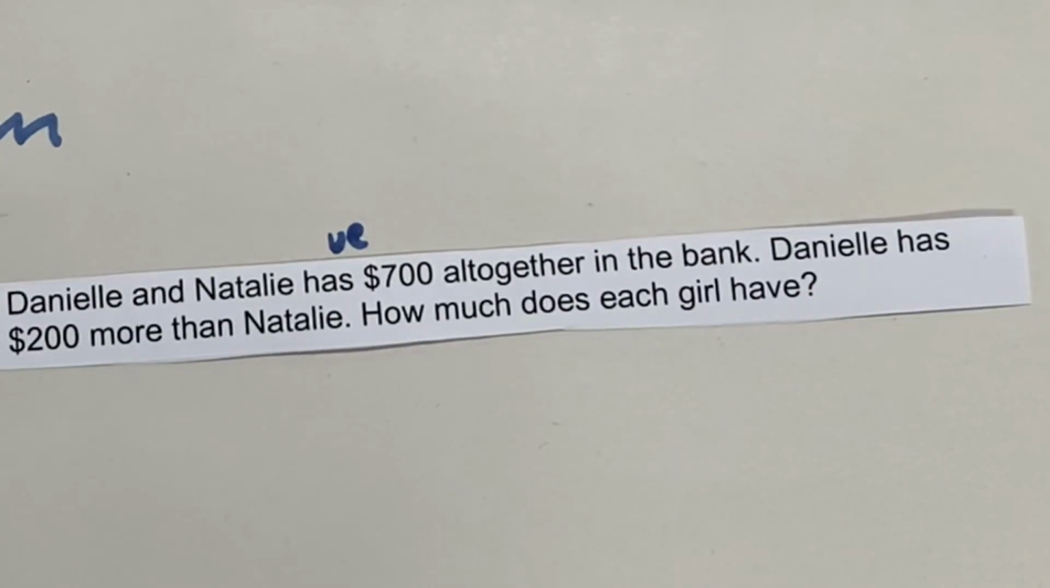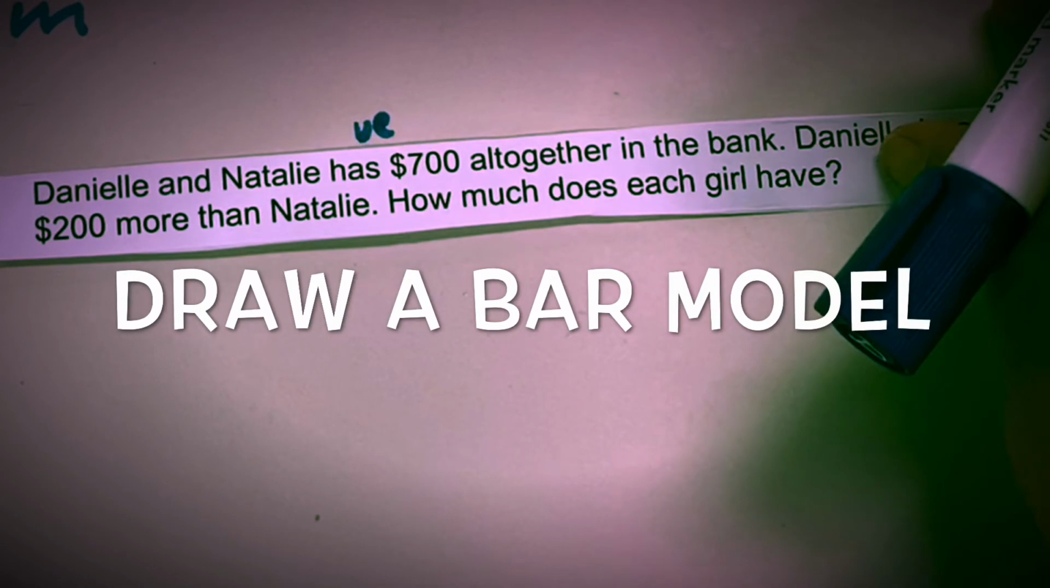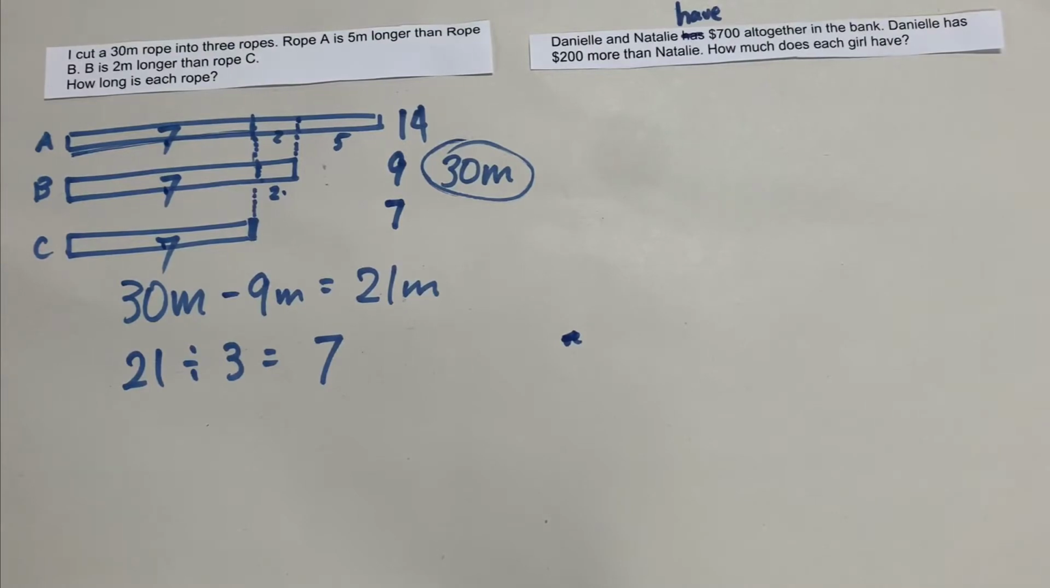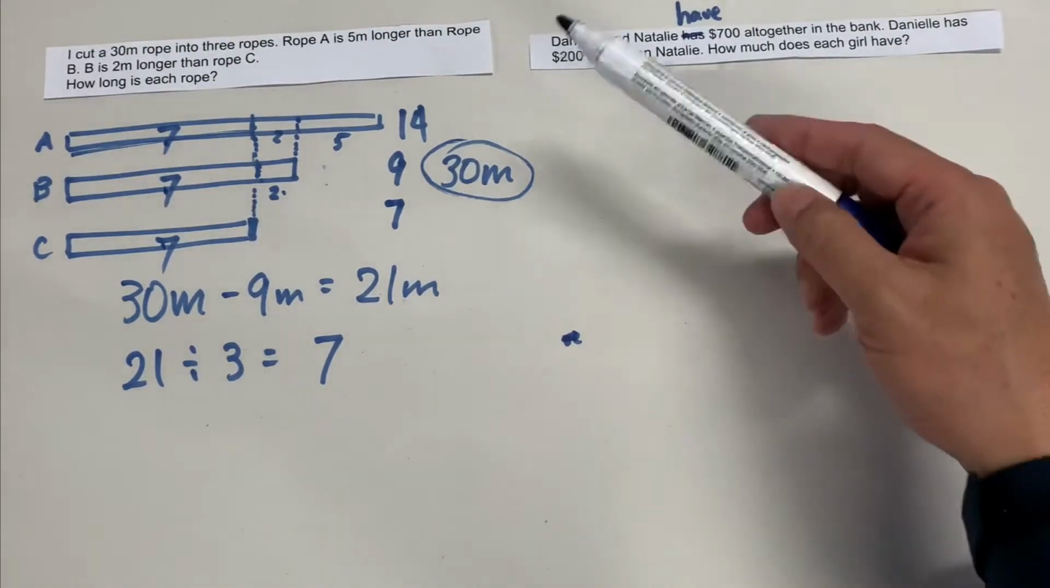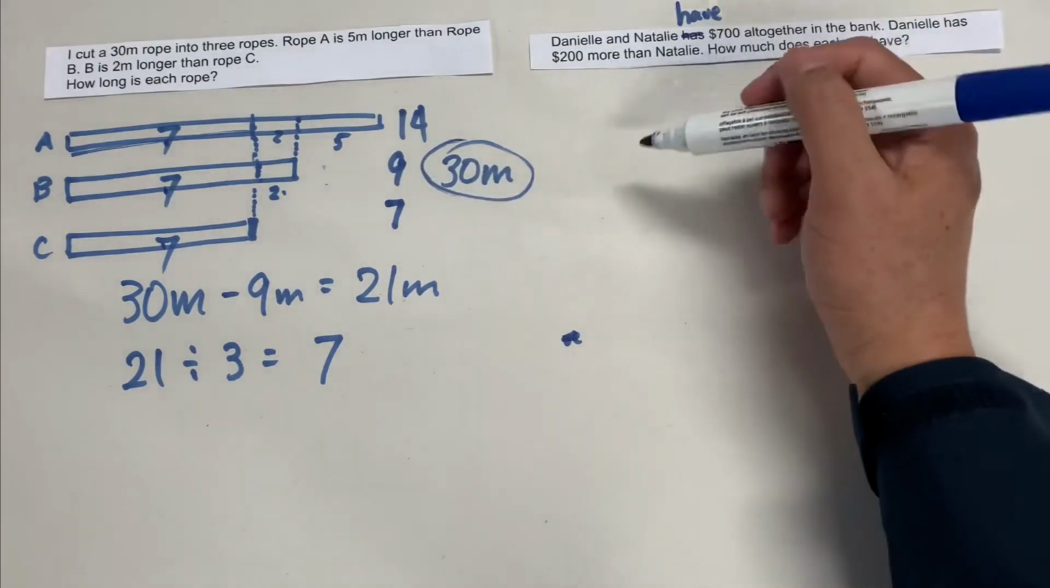However, let's quickly pause the video. Let's see if we can draw a bar model using this. How did you go? It's now using money, but it seems like we're doing the same thing.